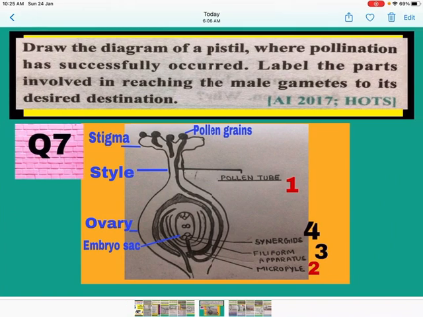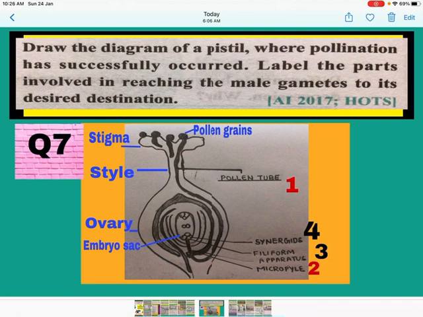Come to next. Draw the diagram of a pistil. You have to draw the diagram of a pistil where pollination has successfully occurred, and label the parts. Which parts? Label the parts involved in reaching the male gametes to their desired destination. So, see the diagram first. The pistil has stigma, style and ovary, and in the center of the ovary is present the embryo sac.